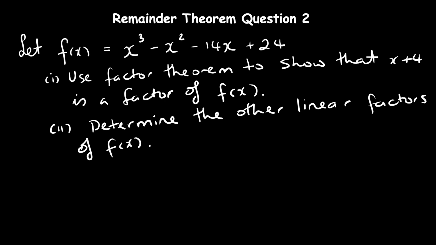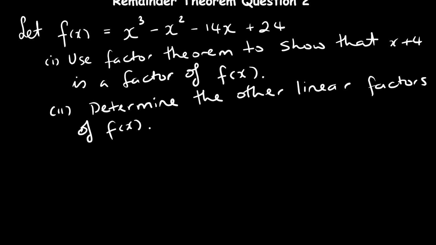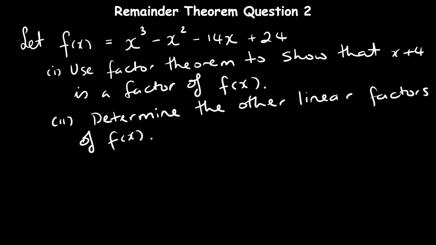All right, let's take a look at our second question of, how many did we say? 4? All right, cool. Let us take a look and see what that looks like. This question, we're going to need some space when we're working, is saying let f of x equal x cubed minus x squared minus 14x plus 24. And you need to use factor theorem to show that x plus 4 is a factor of f of x. We just did that, so that process should be simple. Once you've done that, determine the other linear factors. We're going to get to that portion.